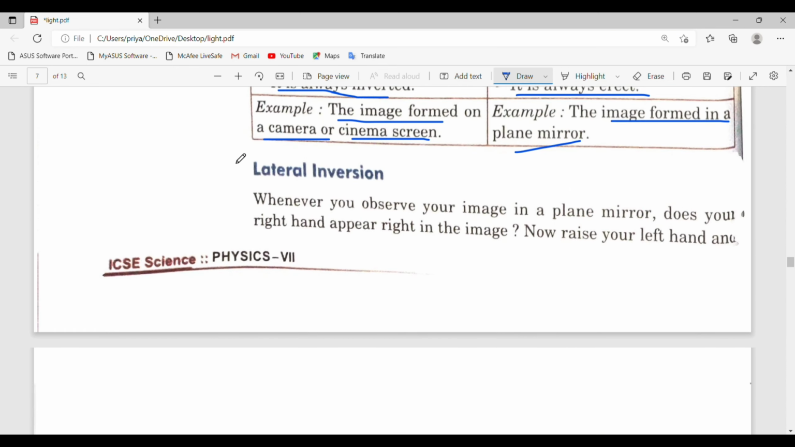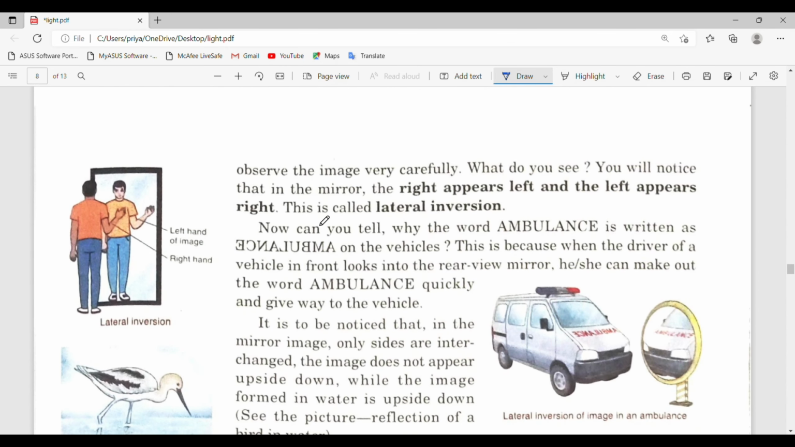Now another concept is there, that is lateral inversion. So what is lateral inversion? The right appearing as left and the left appearing as right is known as lateral inversion. It generally happens in the mirror which we use. It means your right side appears on the left and the left appears on the right. See in the image also, the boy is standing, his right hand is appearing as the left hand in the mirror.